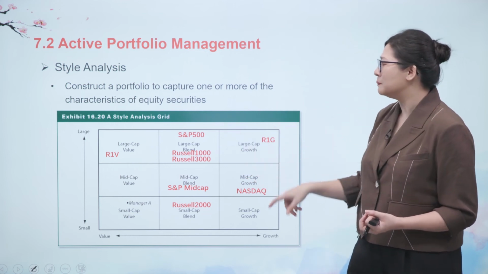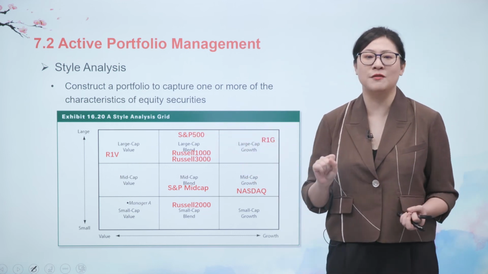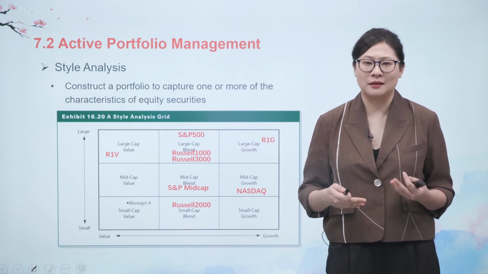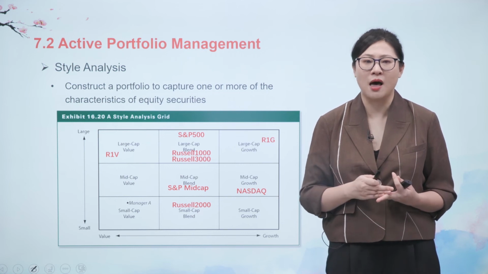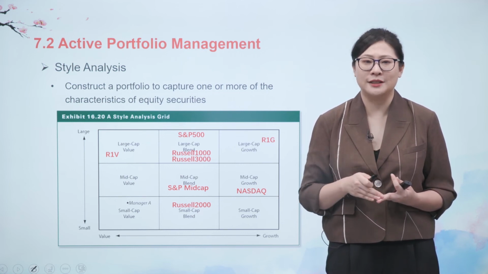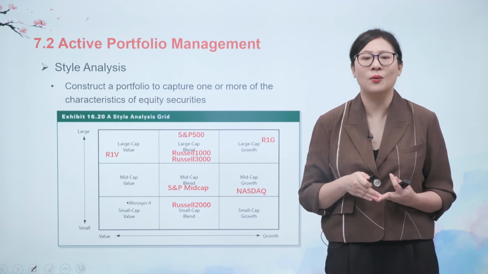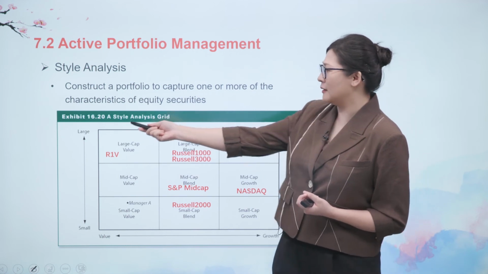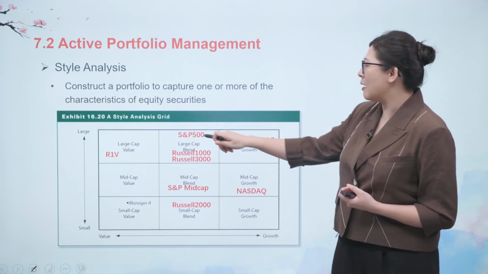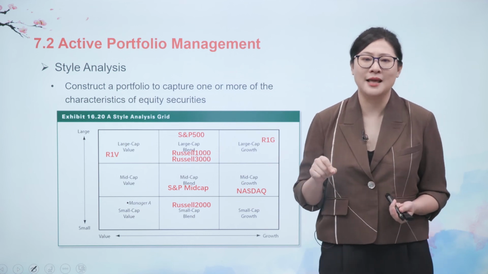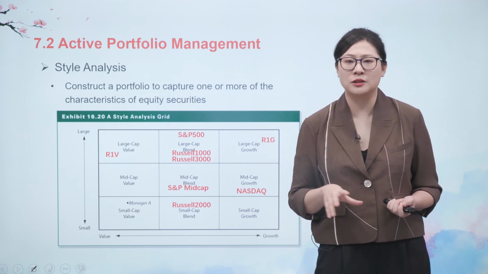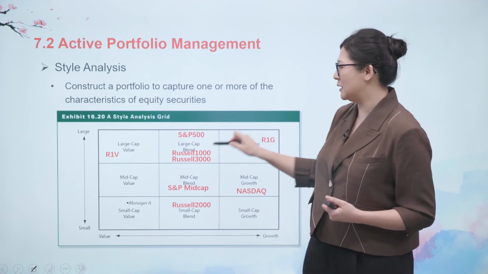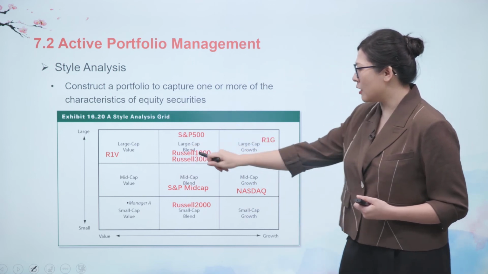Let's have a look. The first one is the S&P 500. For the S&P 500, we just select the top 500 stocks which have the largest market capitalization in the US market, so we put it in large cap. This market index includes both value stocks and growth stocks, so we put it in the blend.